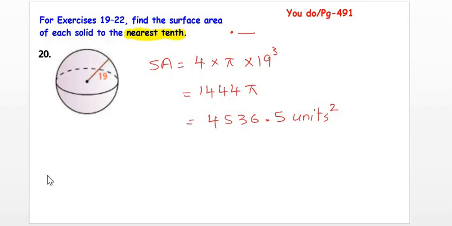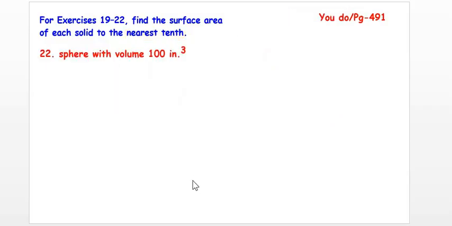Simply write the formula and substitute the values. Please check your answer. Is it right or wrong? Here is the next question. Find the surface area of each figure to the nearest tenth, and the sphere with the volume is this. That means that we do not have the radius, so first you need to find the radius to find the surface area. It's not going to be a one-step problem, it's going to be a two-step problem.